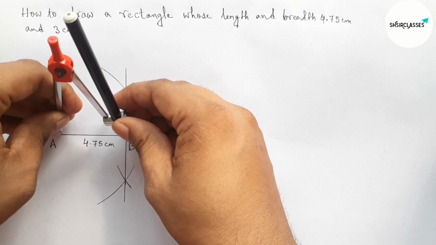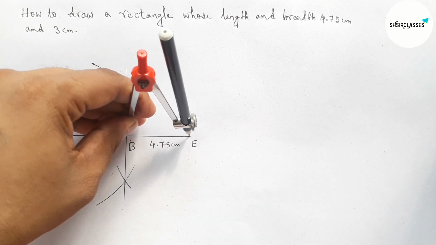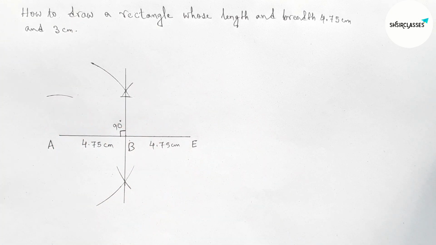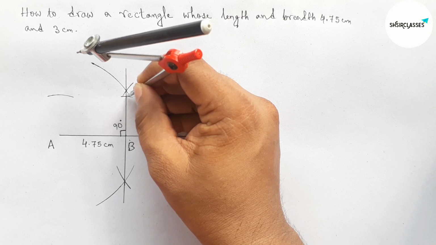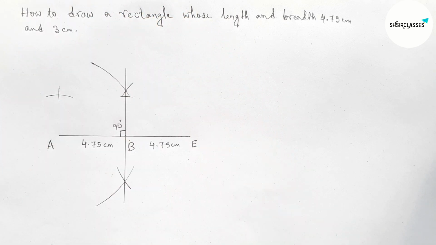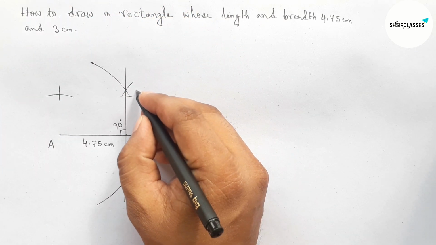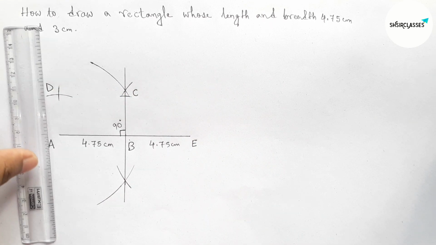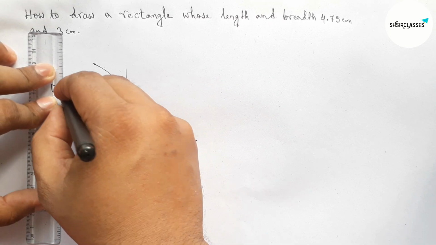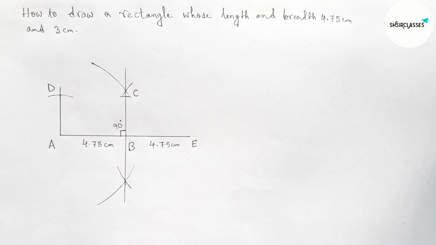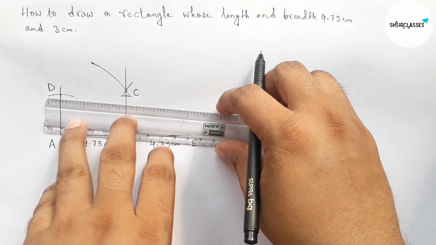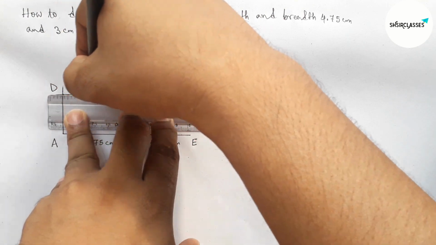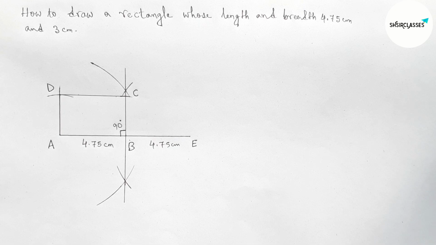Next, taking AB equal to 4.75 centimeters, which is equal to BE, and putting the compass here and cutting here. So now labeling here point C and here D. So first joining AD, then joining DC to complete our required rectangle ABCD.